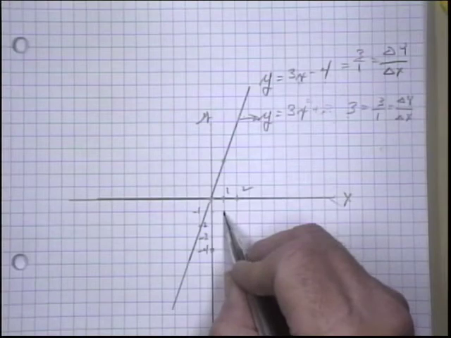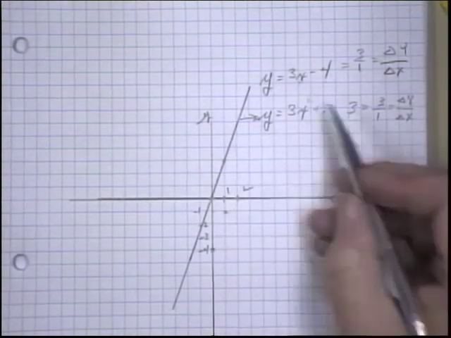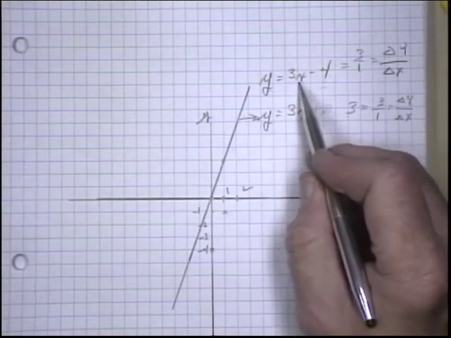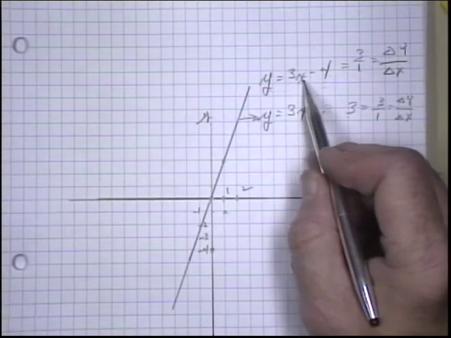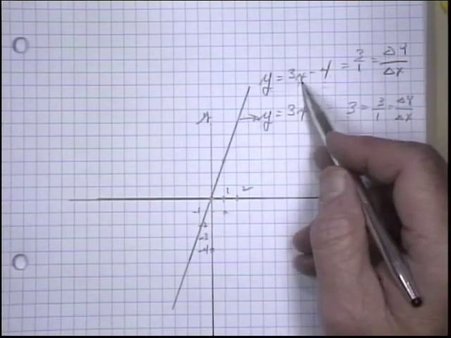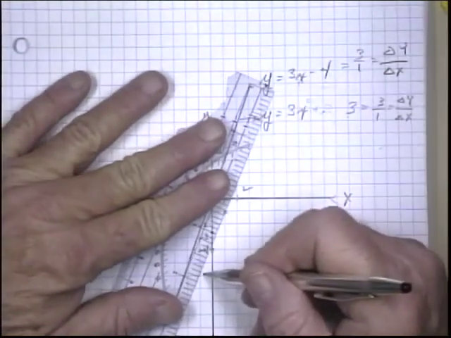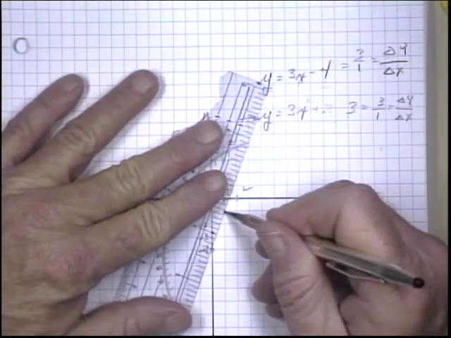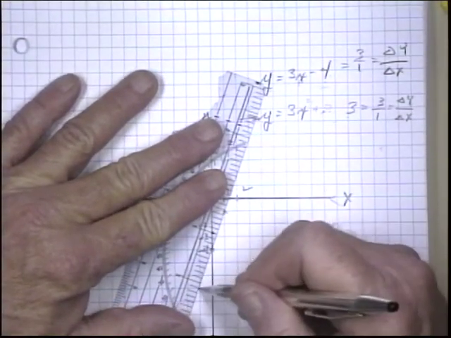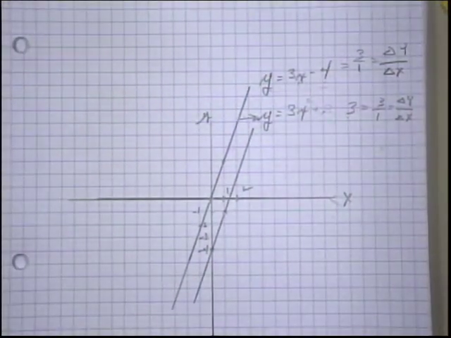We have 2 points. We know we have a linear equation because we're not squaring the x, we're not taking a square root, we don't have an absolute value. This is the proper form for a linear equation. So we need 2 points. We can connect those 2 points, and that would be our line.